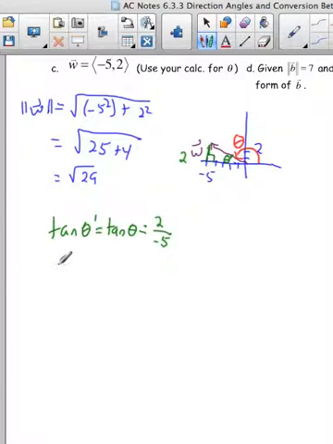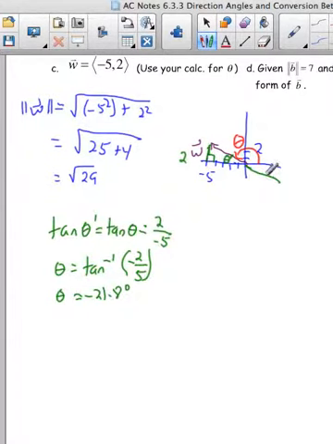And then if we use our calculator, we can find that theta is equal to the inverse tangent of negative 2/5. If you enter that in your calculator, and your calculator's in degree mode, you'll find that theta equals negative 21.8 degrees. But now we need to stop and think a little bit, because negative 21.8 degrees is somewhere over here, in quadrant 4. I'm going to write down here, that's in quadrant 4, and we really want the angle in quadrant 2.